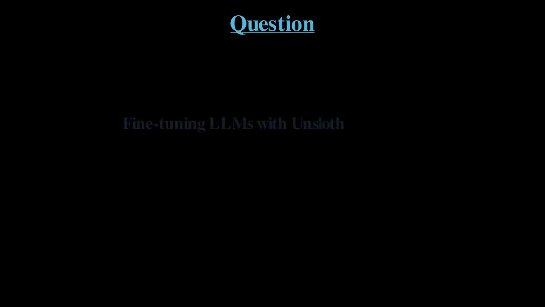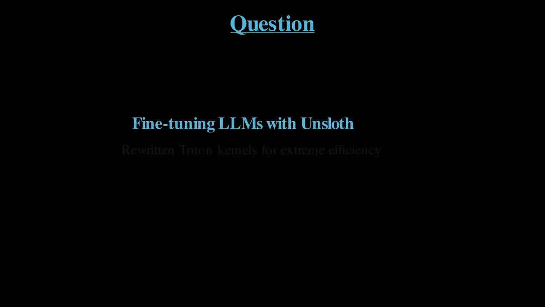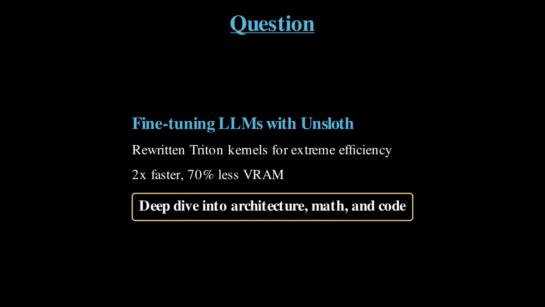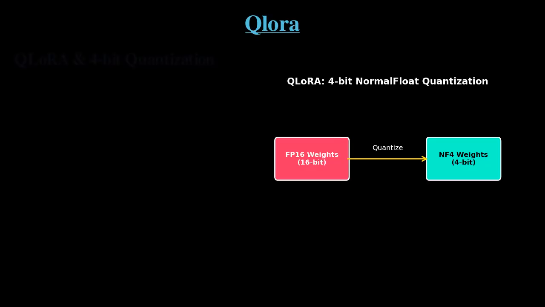Welcome. Today we are diving deep into fine-tuning large language models using Unsloth. If you have trained models in raw PyTorch or Hugging Face, you know the pain of VRAM limits and painfully slow training. Unsloth rewrites the core operations, like attention, ROPE, and cross-entropy loss, using highly optimized Triton kernels. By the end of this guide, you will understand the mathematical underpinnings and code-level intuition required to build highly efficient fine-tuning pipelines. Let's start with QLoRA.